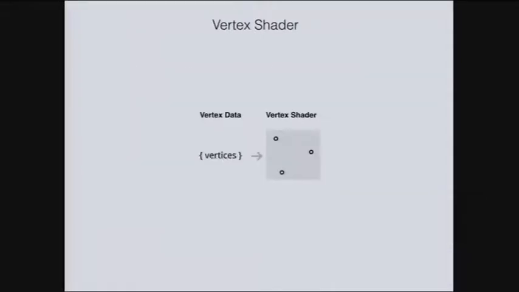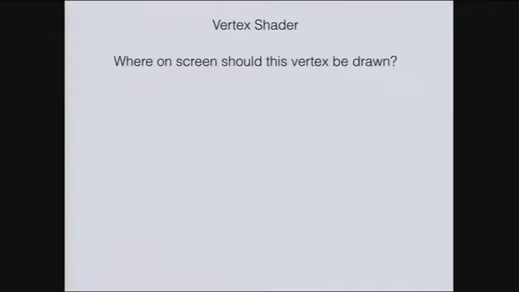So the first of these is the Vertex shader. And what happens is, once you provide your data to OpenGL, it's going to loop through all your triangles. And for each of those triangles, it's going to go through each vertex. And for each vertex, it's going to call your Vertex shader. So in this case, our Vertex shader is going to be called 3 times. And our Vertex shader is responsible for answering this question: where on screen should this vertex be drawn?